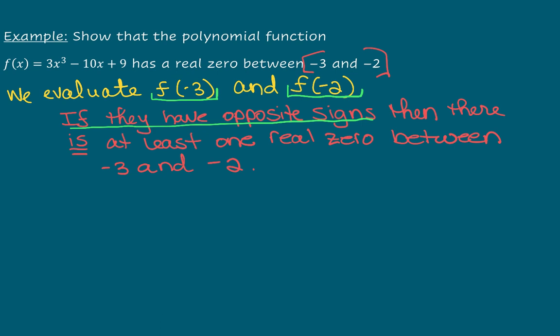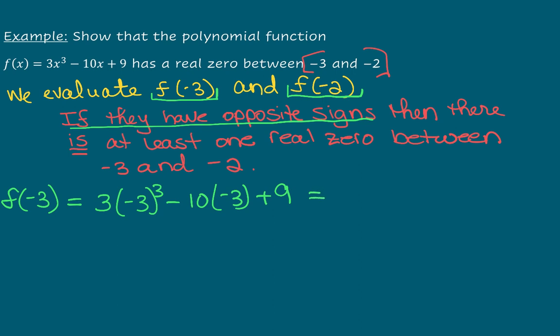So we're just going to do some algebra here. We're just going to plug in and evaluate this function at each of these 2 values of our interval. So let's start with f of -3. That means we're going to plug -3 into our function wherever we see an x. So we're going to say 3 times -3 cubed minus 10 times negative 3 plus 9. And when I do all of that arithmetic, I get negative 42.